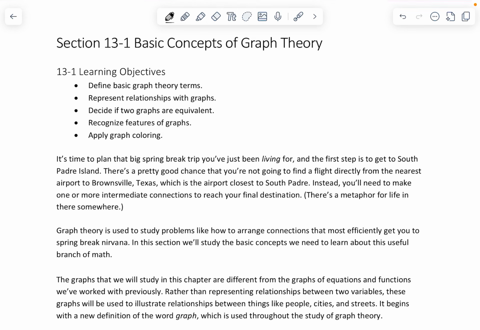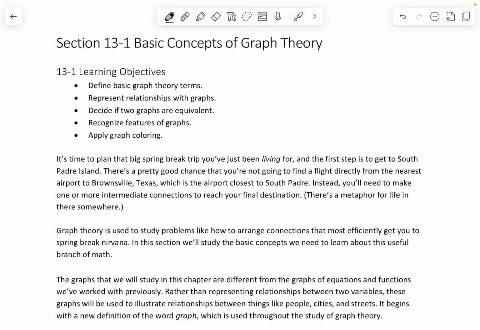In this chapter, we're going to start looking at some of the basic concepts of graph theory. Our objectives for this section are to define basic graph theory terms. We will look at how to represent relationships with graphs, how to decide if two graphs are equivalent, how to recognize features of graphs, and how to apply graph coloring.